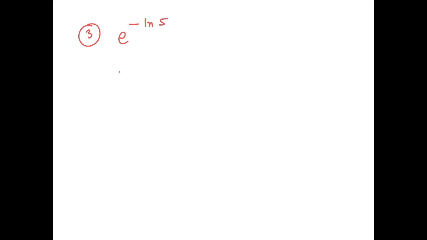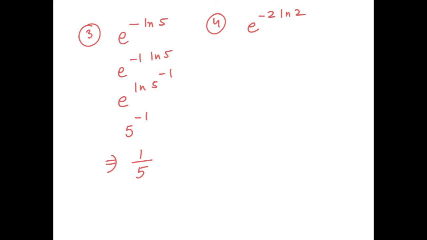In question number 3, e to the power negative ln 5. So negative means negative 1 times ln 5. So that means e to the power ln 5 to the power negative 1. Log rule applied here, so you can say e and ln cancel. So the answer is 5 to the power negative 1, and you can represent 5 to the power negative 1 as 1 over 5. Question number 4, e to the power negative 2 ln 2. So again, this negative 2 will be the power of 2, so it will be 2 to the power negative 2. e and ln cancel, and the answer is 2 to the power negative 2.